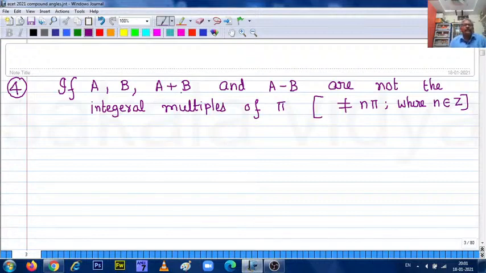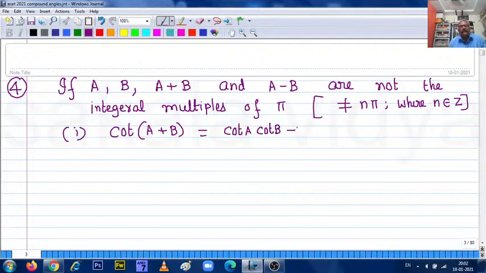Right. If a, b, a plus b, a minus b are not integral multiples of pi, that means a does not equal n pi, b does not equal n pi, a plus b does not equal n pi, a minus b does not equal n pi. Then only the following formulas hold good. What is the first formula? Cot of a plus b equals cot a cot b minus 1 upon cot b plus cot a. Write down, cot b plus cot a. It will be very easy to remember.